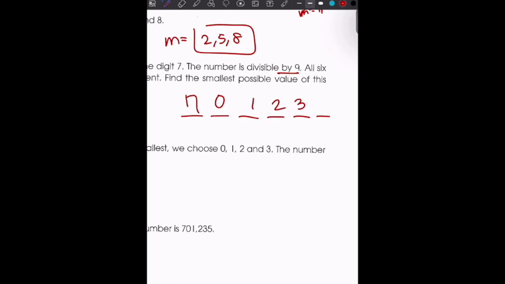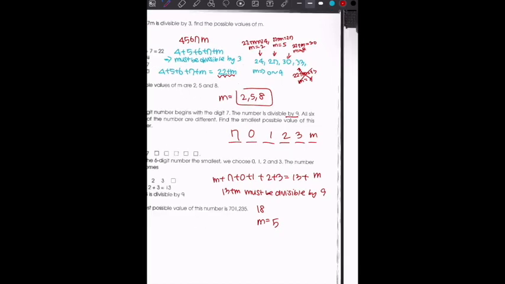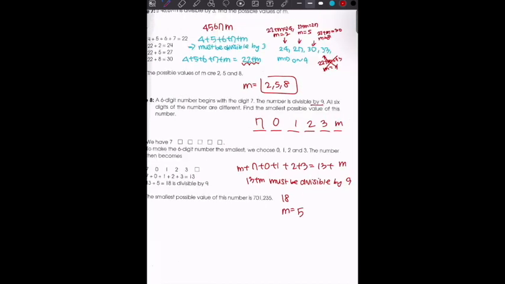And with that information, we're going to look for our last missing digit. So far the sum of the digits is going to be 13 plus a missing number m. And so 13 plus m must be divisible by 9. And so the multiple of 9 that's closest to 13 is going to be 18. And so that tells us that m must be equal to 5. And so the smallest possible value is going to be 701,235.